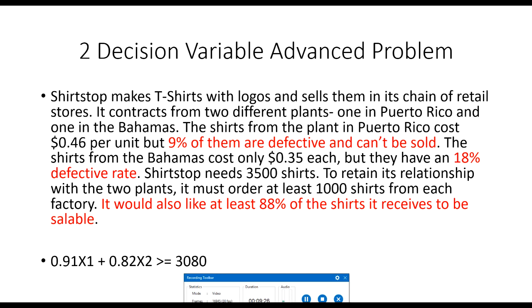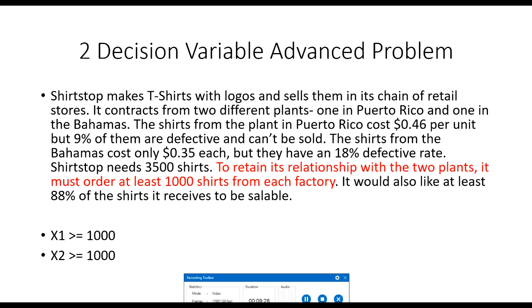Now, let's move on to the next constraint. We see here, to retain its relationship with the two plants, it must order at least 1,000 shirts from each factory. What this means is, because they want to continue working with both factories, the minimum order is 1,000. Any choice that has less than 1,000 from each factory is not valid. That's what we've represented here.